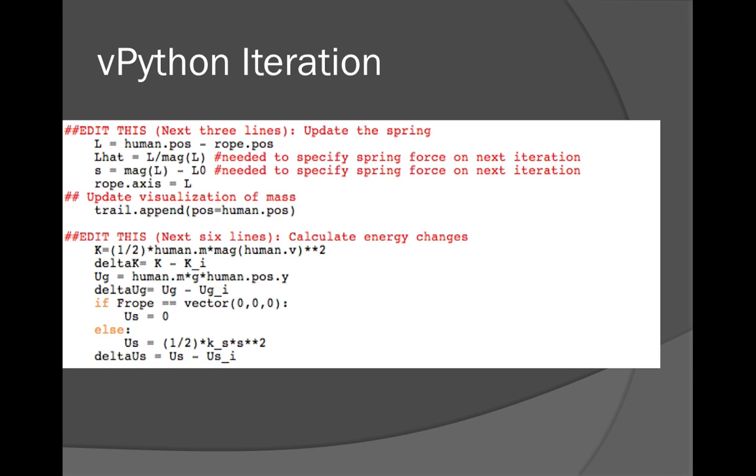The next part of the iteration determines a stretch length for each time step as well as a new energy. The if statement takes into account that if there is no force on the rope, the rope potential energy is 0. Now we'll look at the motion of the jumper when we run the code.